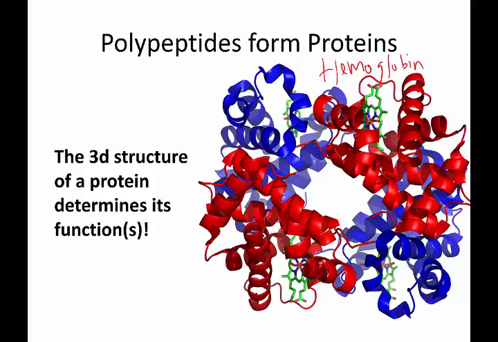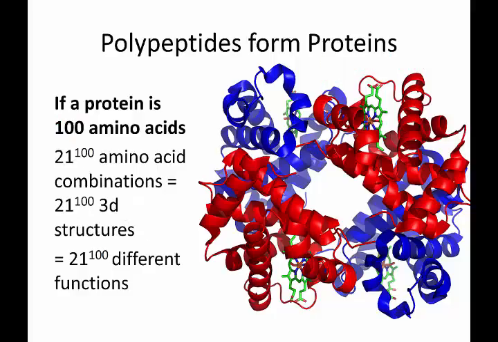A critical thing to understand is that the 3D structure of a protein determines its function. So if a protein had a different structure than hemoglobin, it would have a different function. And when you consider this, you can start to understand how we can have proteins with many, many different functions. If a protein had 100 amino acids linked together, we would have 21 to the 100 amino acid combinations. Even if you're not good at math or exponents, you're probably well aware that 21 to the 100 is an enormous number.